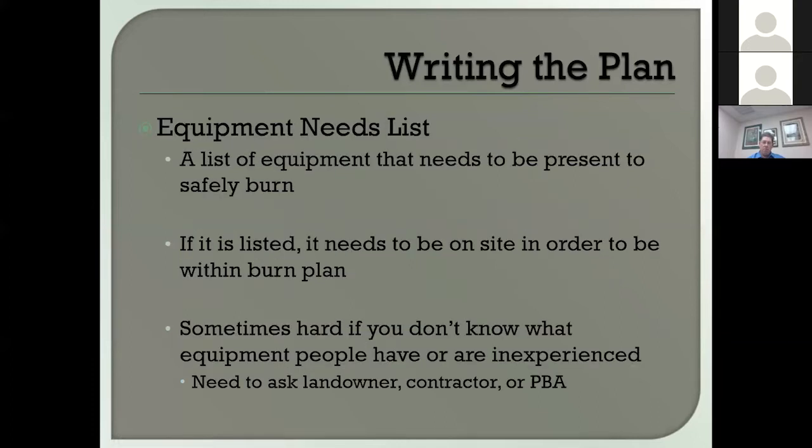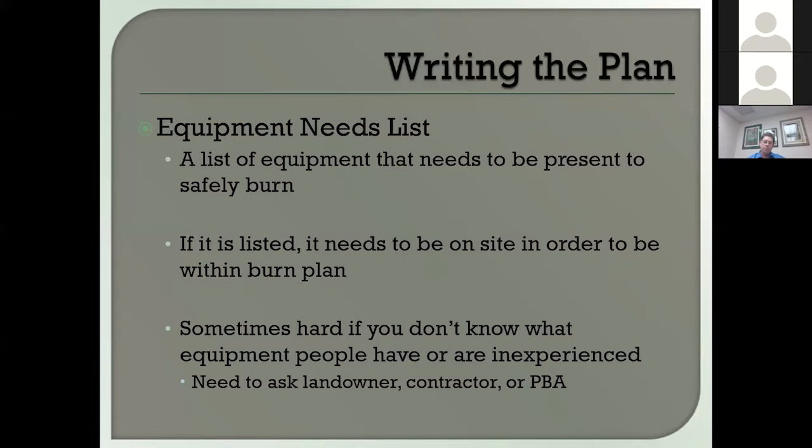The other thing that requires a lot of thought too is your equipment needs list. And this is basically a list of just what kind of equipment do we need to be present to safely burn. And so if it's listed on your burn plan, it needs to be on site in order to be within prescription. So if you write in there that you're going to need 3 pumpers and you only show up with 2, then you're out of prescription and you should not burn.